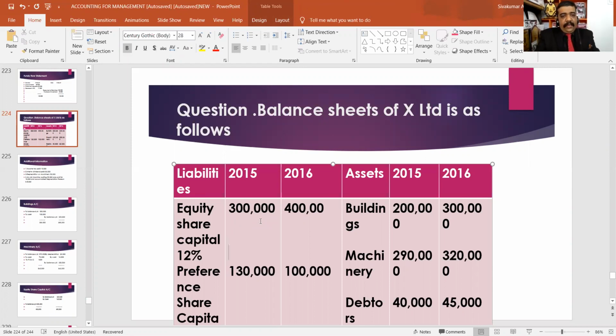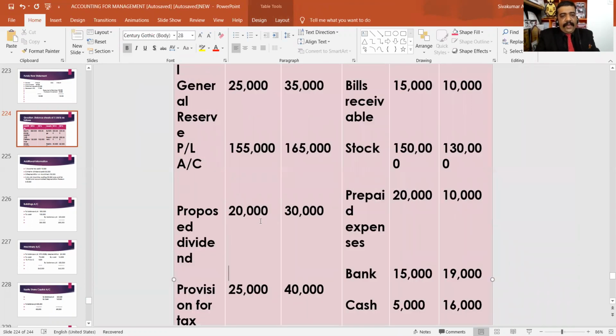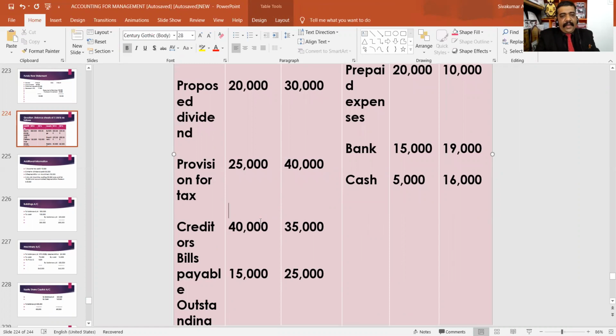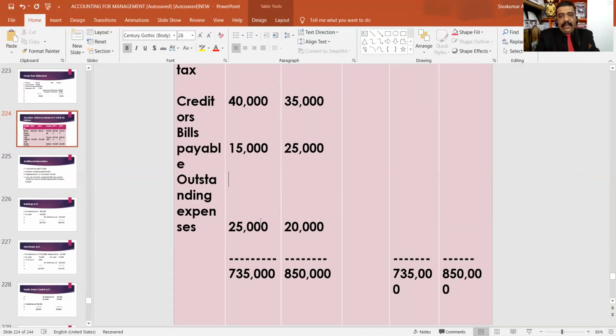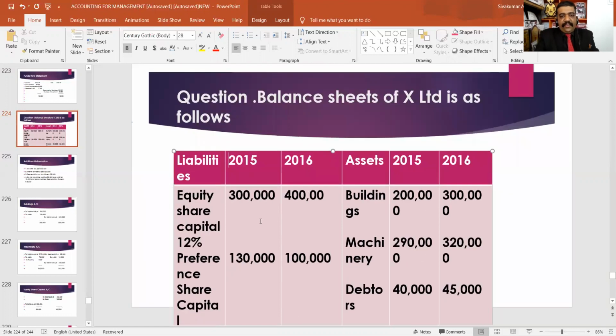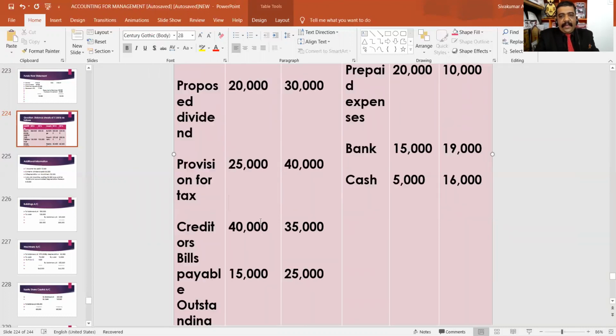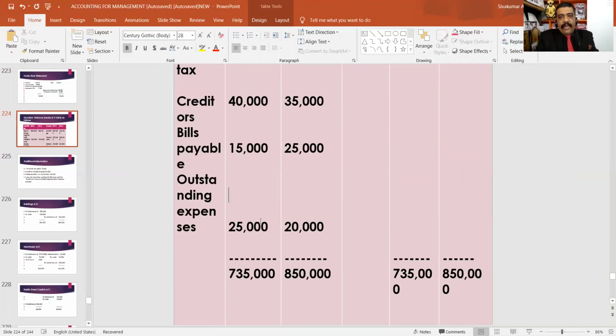Equity share capital, 12% preference share capital, general reserves, then profit and loss account, then proposed dividend, then provision for tax, creditors, bills payable, outstanding expenses. Also look at the total amount. Then please look at the assets side: buildings, machinery, debtors, bills receivable, stock, prepaid expenses, bank, cash, and also look at the total amount of the balance sheet.